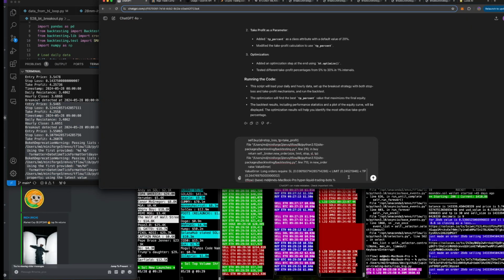So I got this error, and please fix the above error.